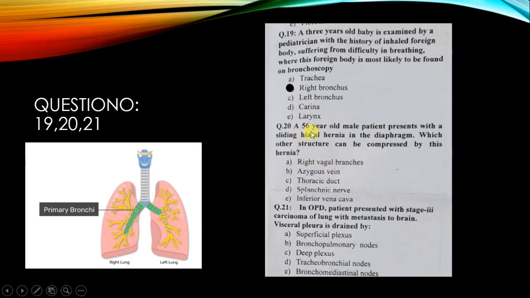So question number 20 says a 56-year-old male patient presents with a sliding hiatal hernia in the diaphragm. Which other structure can be compressed by this hernia? Right vagal branches, azygous vein, thoracic duct, splanchnic nerve, or inferior vena cava?